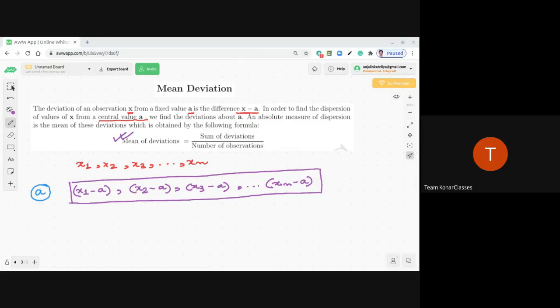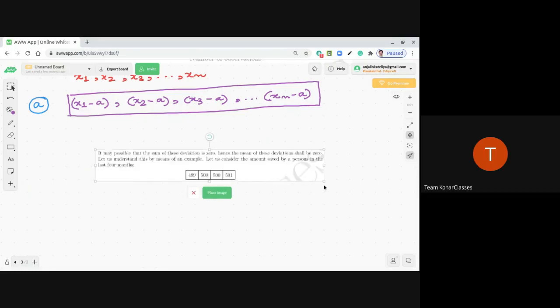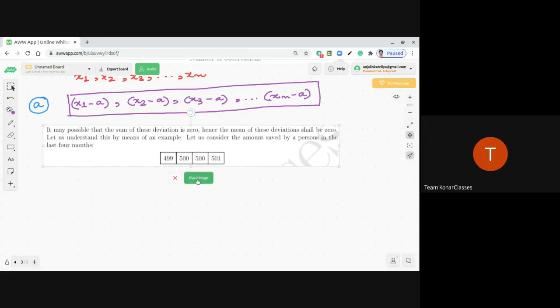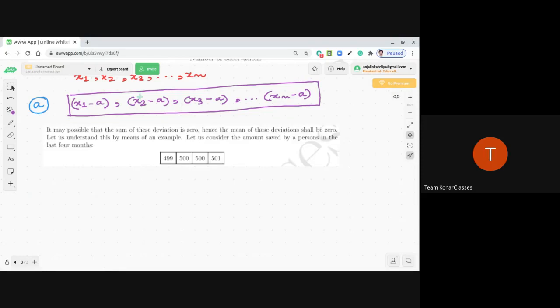So let us take, and I always take a very simple example so that it is easy to understand. After that, you can apply that understanding to relatively large problems. It is possible that the sum of all these deviations is 0. That means x1 minus A plus x2 minus A plus x3 minus A up to plus xn minus A could be equal to 0. Hence the mean of these deviations shall be 0. Let us understand by means of this example.